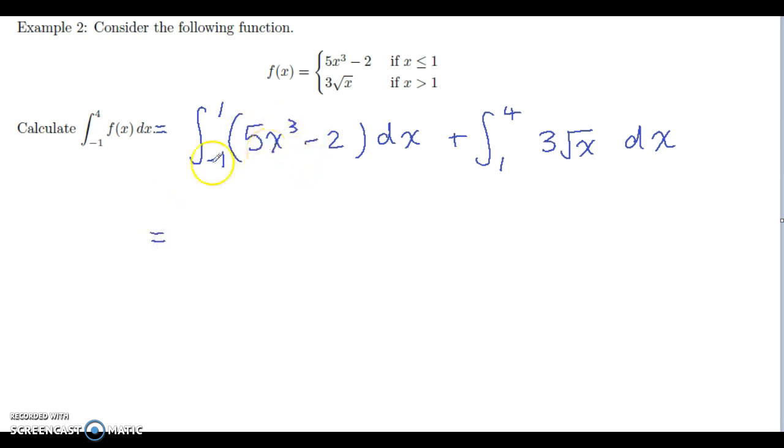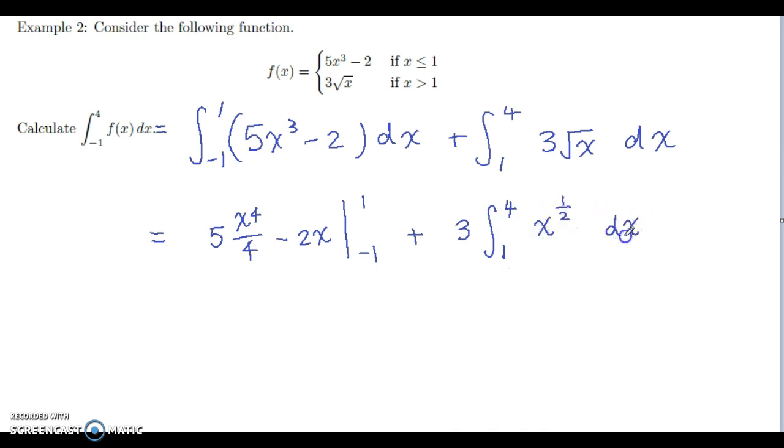We find the antiderivative of 5x cubed, okay, so it's 5 times x to the 4th power over 4 minus 2x. We evaluate from -1 to 1. Then we add the antiderivative of 3 square root of x. So we factor out the 3 because it's easier to multiply at the end. We change this to the power form, dx, so it's easier to take the antiderivative.